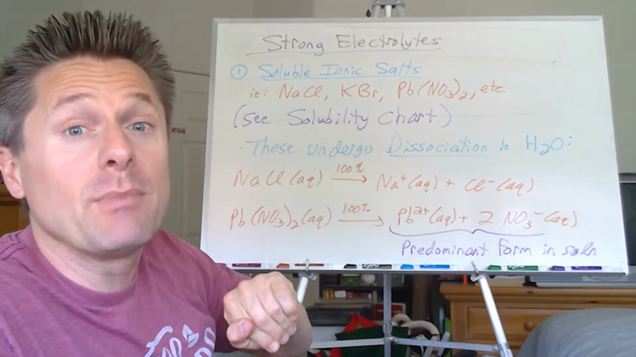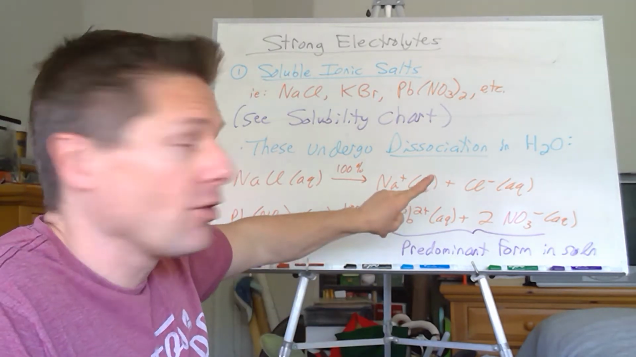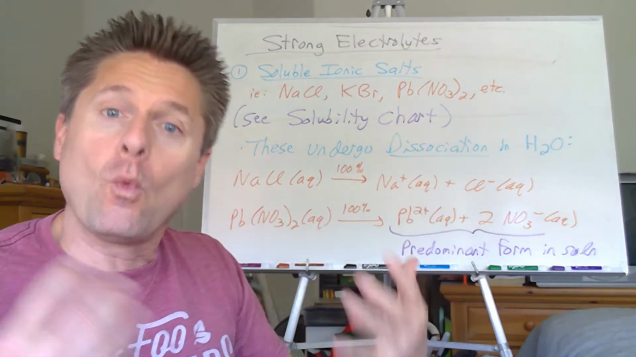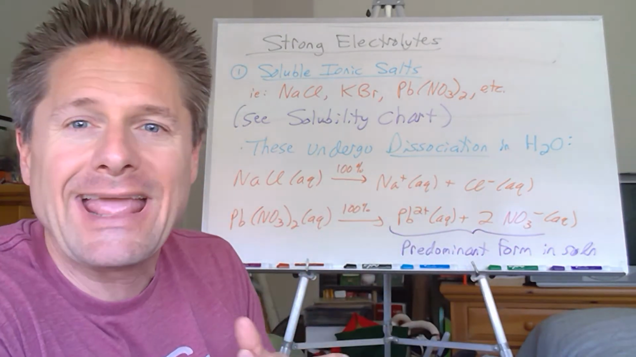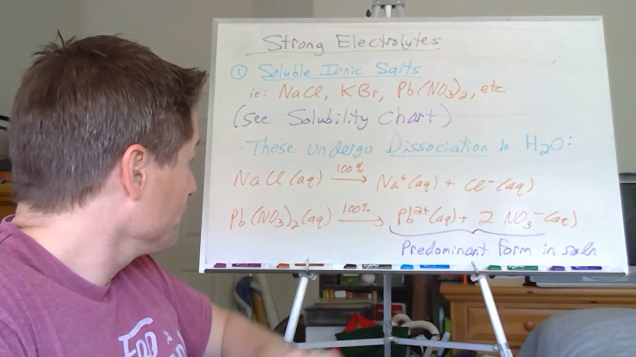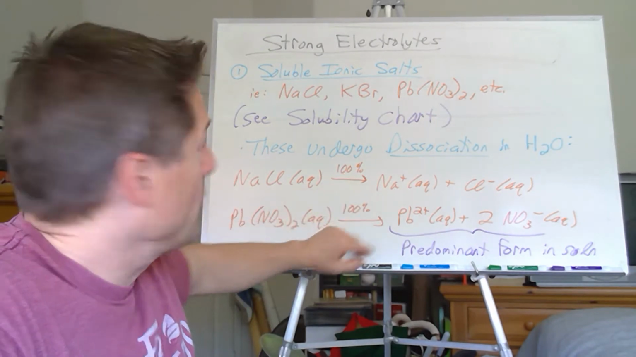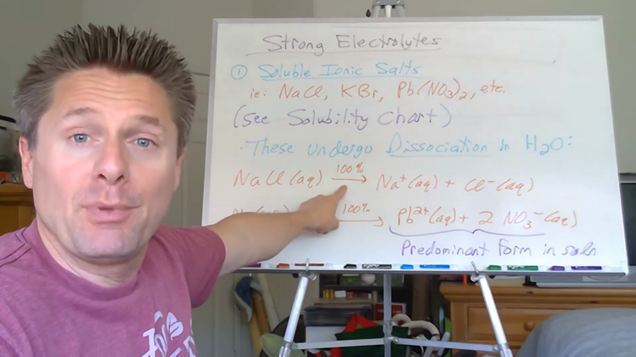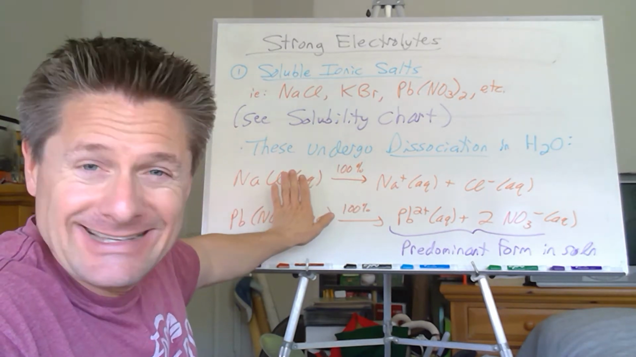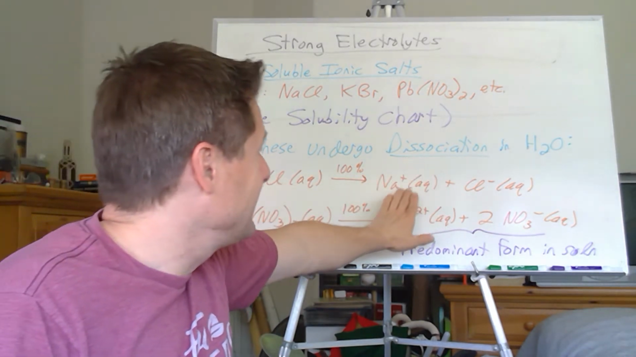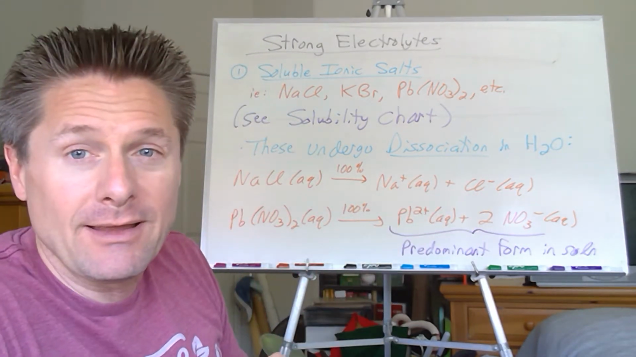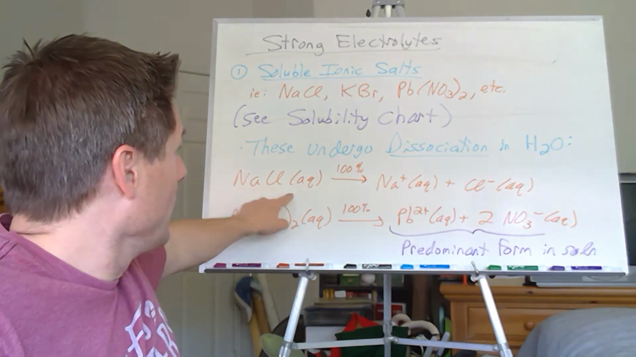We'll have to look at the solubility chart in a second, so I'll go grab that. These undergo dissociation. It's a physical process. The water just pulls the cations and anions apart. That's all that's happening, and this would be a dissociation equation. Say we have sodium chloride. This undergoes 100% dissociation, so it does not exist as NaCl molecules. It exists 100% as sodium ions and chloride ions. That's it. Notice the 1-to-1 ratio.